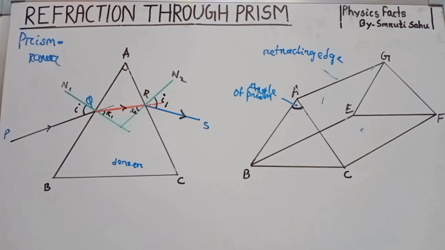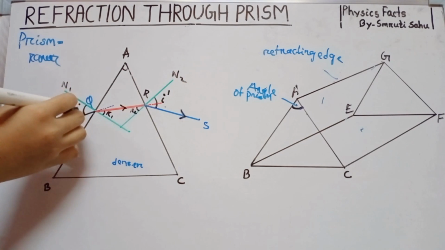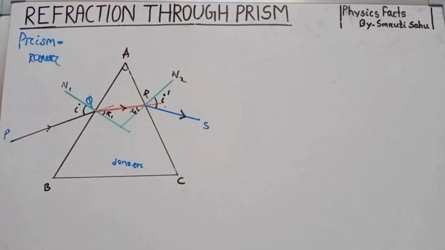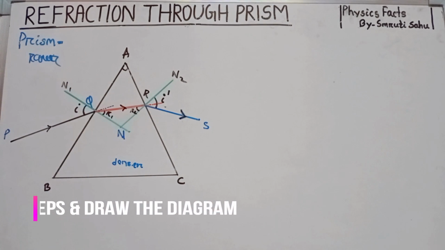Whatever you take, I or I prime. Here I is the angle of incidence and I prime is the angle of emergence. Here the two normals N1 and N2 meet at one point. Take that point N.